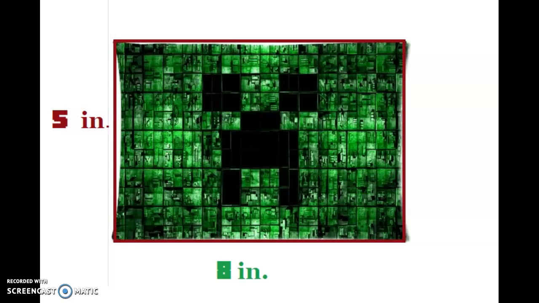Hey there guys, welcome to Minecraft Math, where you are finding perimeter with missing sides. Today we are looking at a pillow that needs some thread to close in the outside so that the stuffing doesn't fall out. We don't want that to happen.